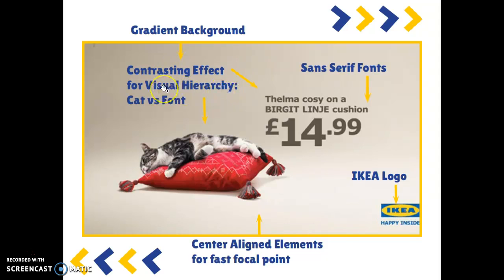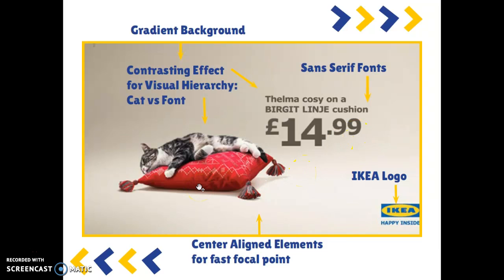Secondly, we have a contrasting effect for visual hierarchy between our cat versus the font. These are both really large, but if they were aligned maybe one on top of the other, it might be a little harder for us to look at it, and they would be competing for our attention. But because they are aligned, one right next to the other, our eye can go from the left to the right, just like when we read.